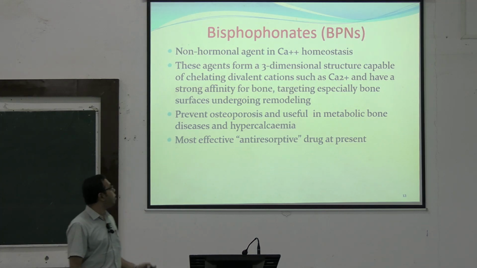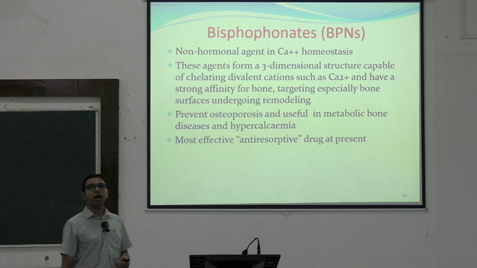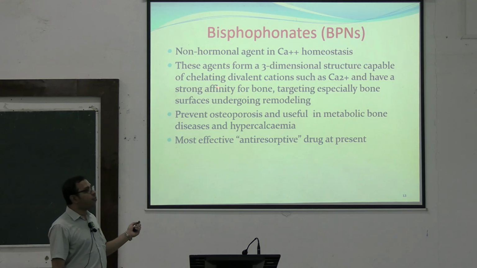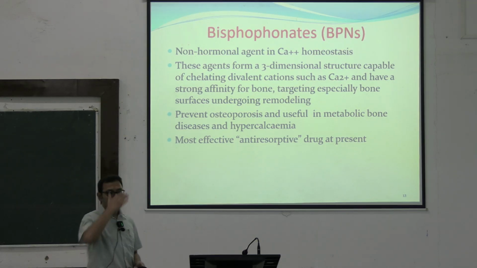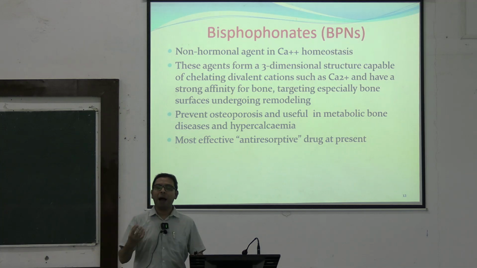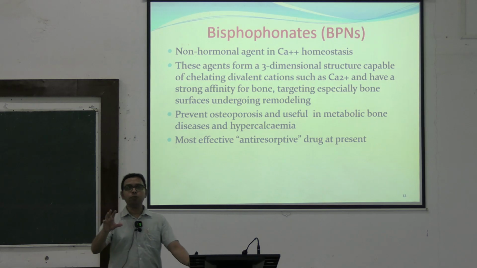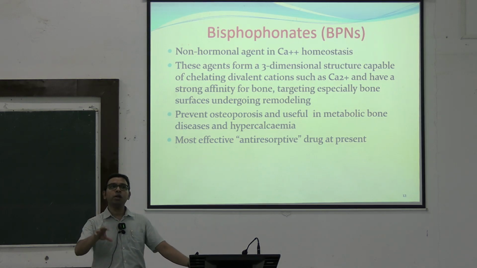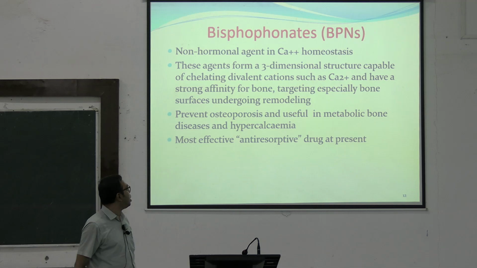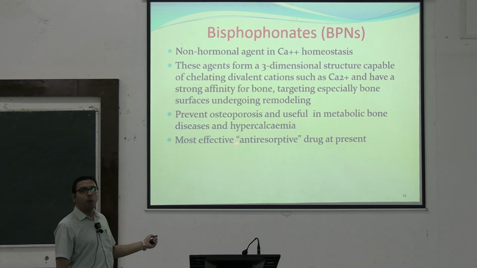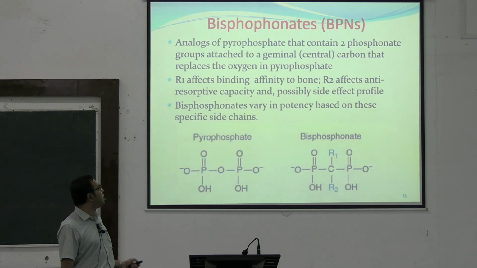So what are the bisphosphonates? They are non-hormonal agents in calcium homeostasis. They mainly form a three-dimensional structure capable of chelating divalent cations such as calcium and have a strong affinity for bone, targeting especially the bone surfaces undergoing remodeling. So basically within the bones there are pyrophosphates, and they resemble the pyrophosphate. So when we give the bisphosphonates, they ultimately attach to the bones and help in bone remodeling. So they prevent osteoporosis and help in metabolic bone disease and hypercalcemia. This is the most effective anti-resorptive agent at present.